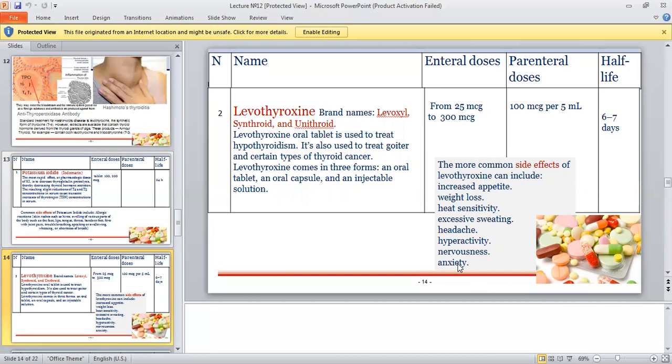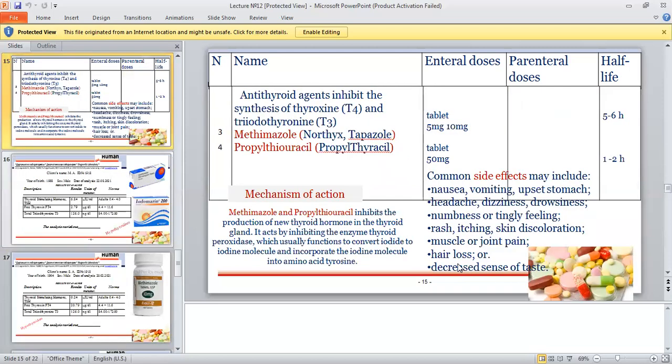The internal dose of this drug is 25 to 300 micrograms, and the parenteral dose is 100 mcg per milliliter, with a half-life of 6 to 7 days. The most common side effects of levothyroxine can include increased appetite, weight loss, heat sensitivity, excessive sweating, headache, hyperactivity, nervousness, and anxiety.